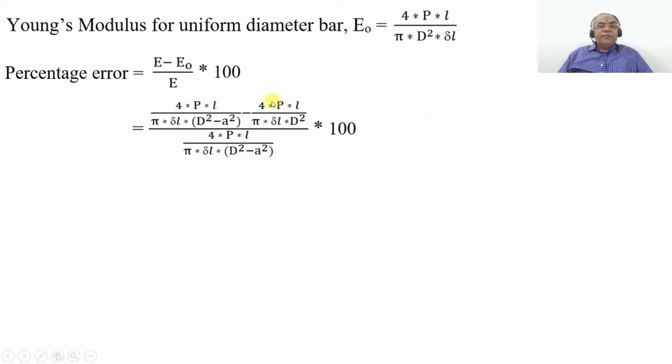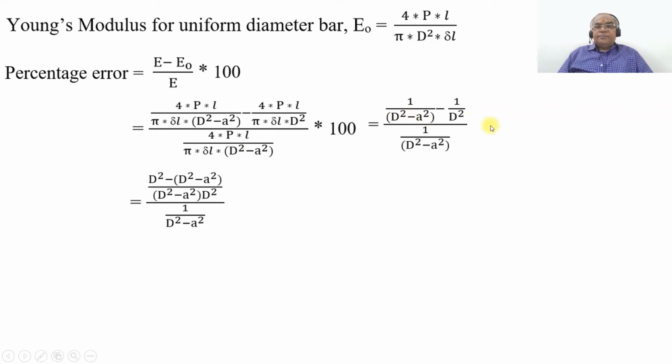4 into P into L is common, so you take it out, and all the numerators get cancelled. Pi into delta L will also get cancelled. Therefore, you are left with 1 by (D square minus A square) minus 1 by D square, divided by 1 by (D square minus A square), into 100. On simplification, you take the LCM as (D square minus A square) into D square.